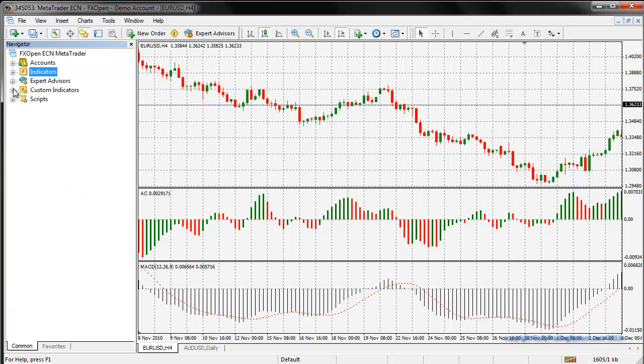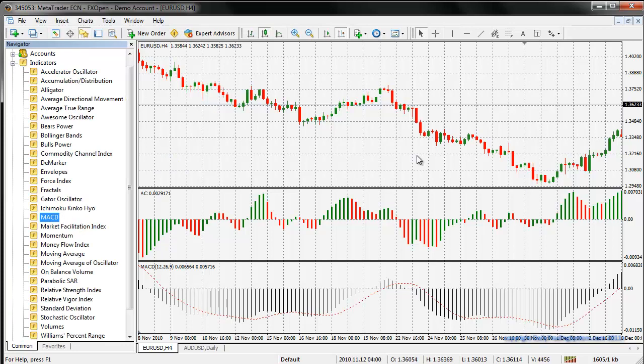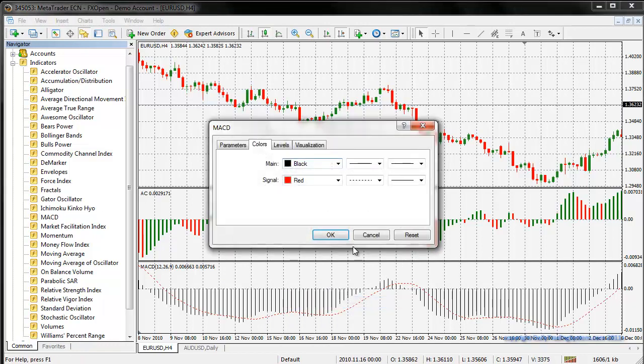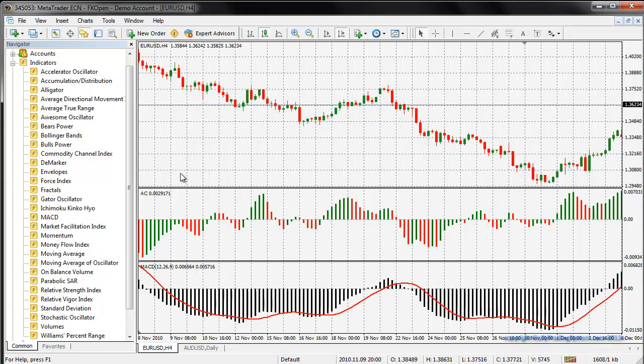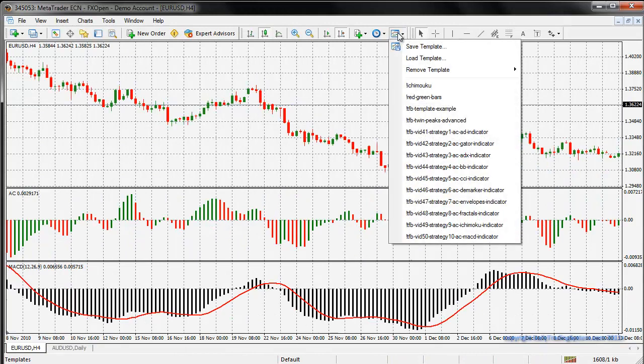Alright, okay, so there are two ways we go about adding that indicator on there. One is by left clicking and dragging and dropping. Alright, and you can change the colors to suit. I've actually done mine black and red there. What I'm going to actually do is right click and go to the properties here, and I'm going to make this a little bit darker. Can I actually change this to a darker one? Alright, okay, that will do. So that's going to make it easier for everybody to see. And the other way you can go ahead is click on the templates and choose VID50 strategy number 10.